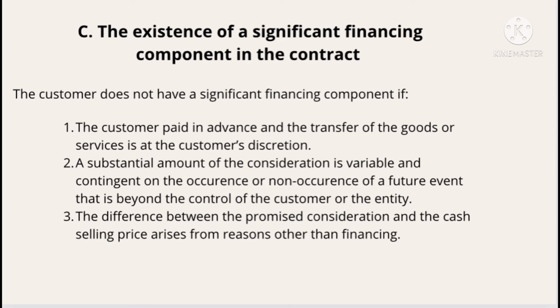The customer does not have a significant financing component if, first, the customer paid in advance and the transfer of goods or services is at the customer's discretion. Second, a substantial amount of the consideration is variable and contingent on the occurrence or non-occurrence of a future event that is beyond the control of the customer or the entity. Third, the difference between the promised consideration and the cash selling price arises from reasons other than financing.